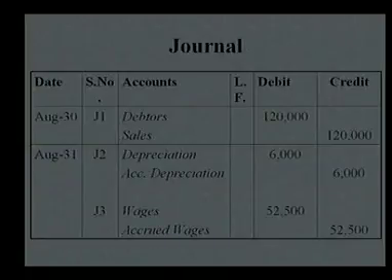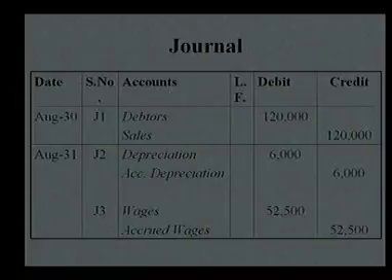So, what is done? Increase in asset, same nomenclature, same convention. Increase in asset, debtors are asset. By doing this transaction, the debtors value has increased from 0 to 120,000. So, increase in asset, and accordingly it has been recorded in debit side.